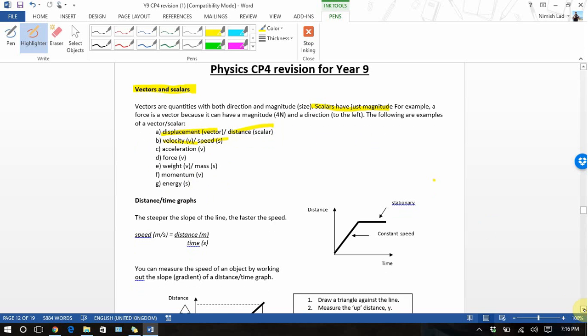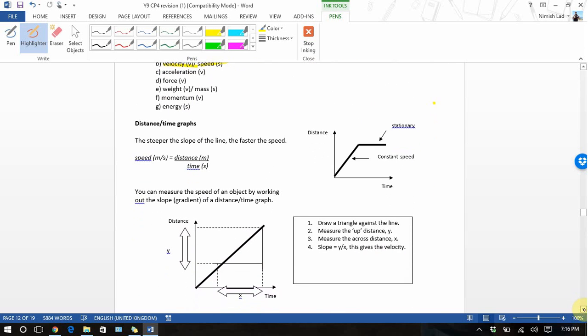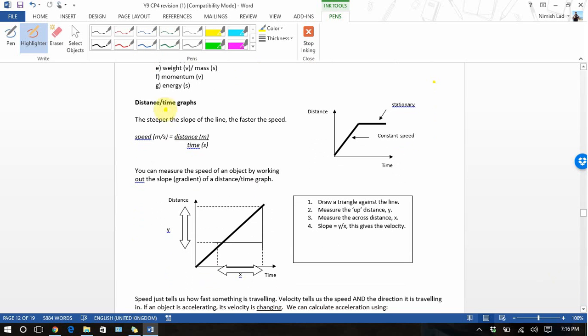After that, we did distance time graphs. So remember that speed equals distance over time. You'll get a list of the equations at the end of this, the ones that you're given and the ones that you need to remember. So the slope of this line on the distance time graph, the gradient, tells you the speed. Okay, so the steeper the gradient, the faster the speed. If the line is horizontal like this, it's stationary.